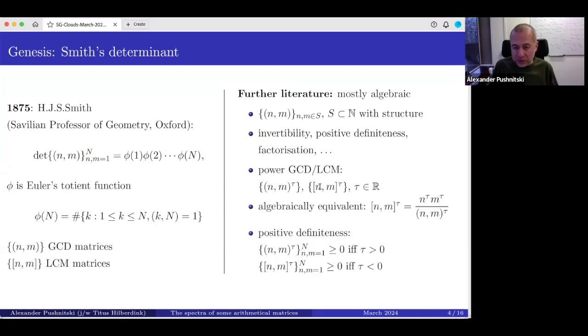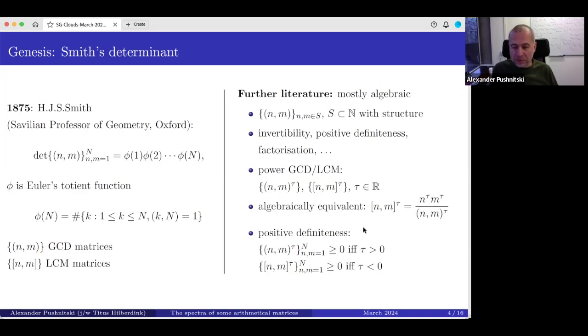Then you can also study a power GCD LCM, which means that you raise every element to the power. So some power at this point can be any real number. And let me just notice that from this point of view, GCD and LCM matrices are algebraically equivalent. Because of the formula we saw on the previous slide, I can always rewrite LCM matrix in terms of GCD times some components here, and these components correspond to just multiplication by diagonal matrices. So algebraically, they're kind of trivial operations.